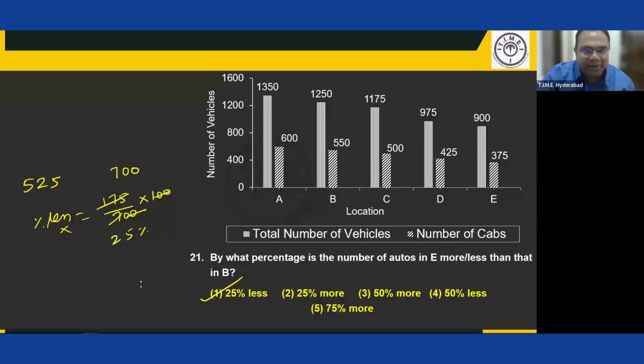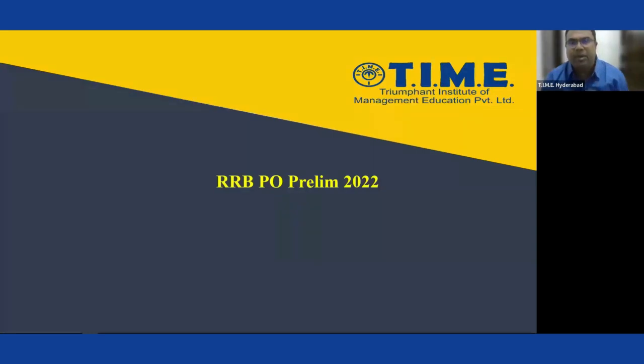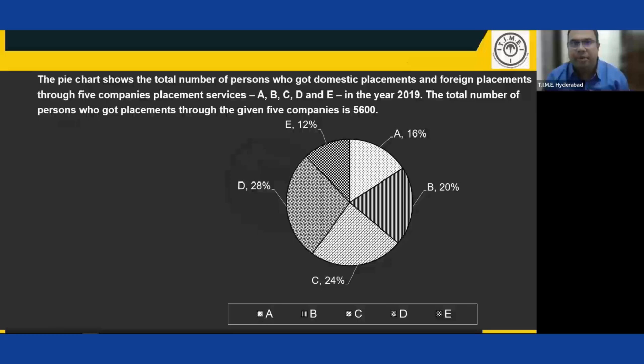Chalo, we'll do caselet. So what we do is I'll give you that pie chart, ma. That pie chart you take a photo, ma. You can try later on. Pie chart set you can try later on. You just take a screenshot. This is RRB PO Prelim 2022. You take a screenshot. You can try these questions later on. Each question I will show you. Take a screenshot. Then each question I'll tell you the answers also.